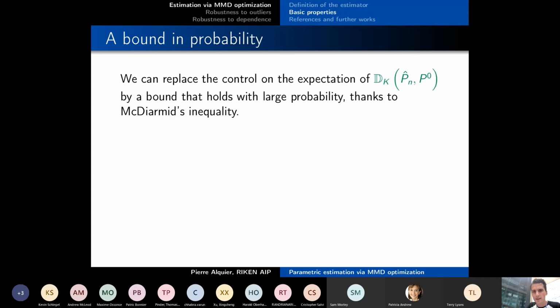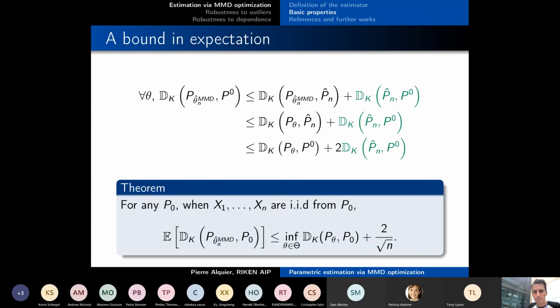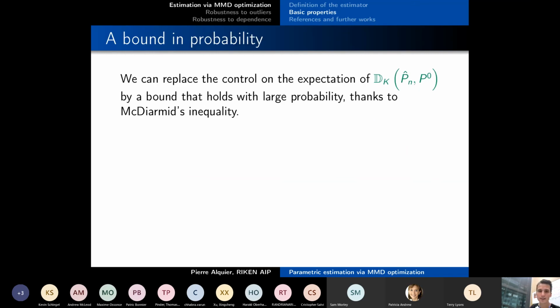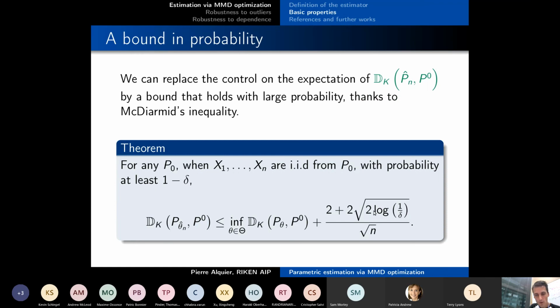So just a few refinements on this. Using the same proof here, you can control the quantity in green, not only in expectation, but with large probability. So you use, for example, McDiarmid's inequality. And another statement that you can have is with very large probability, with probability at least 1 minus delta, but you can choose delta as you want. And here again, the distance between the estimator and the truth is the best possible one plus a quantity in constant over n.